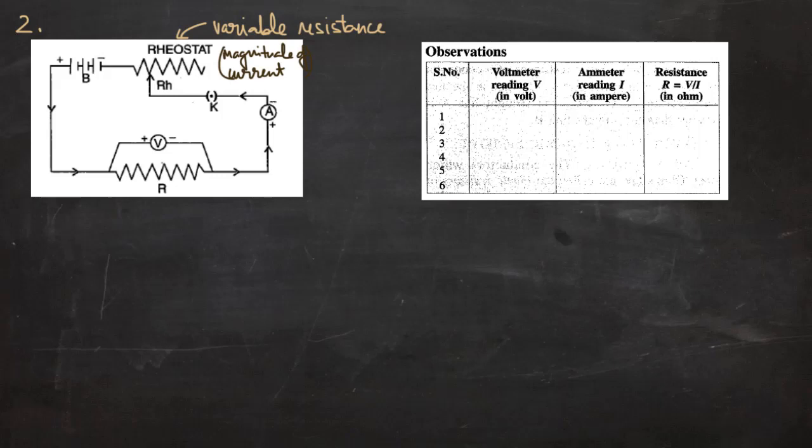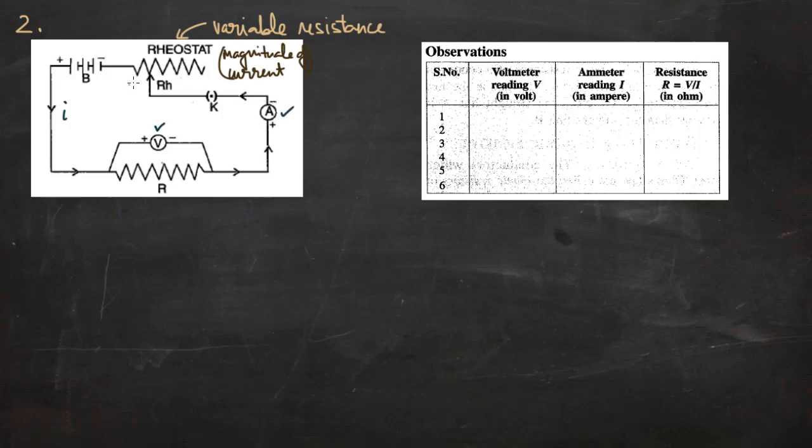Similar to the earlier case, the two things that we'll be looking at are the voltmeter reading and the ammeter reading. Unlike in the previous case where we were introducing more and more cells in a step-by-step way, here the battery used is not changed. So imagine we have a current I flowing in this circuit. By sliding this jockey across the rheostat, the voltmeter and the ammeter readings are going to keep changing.